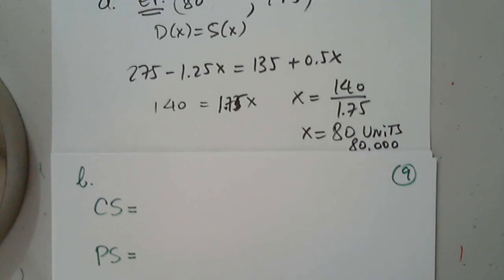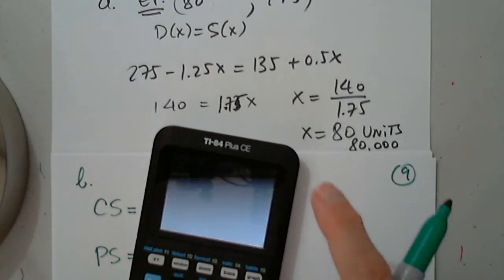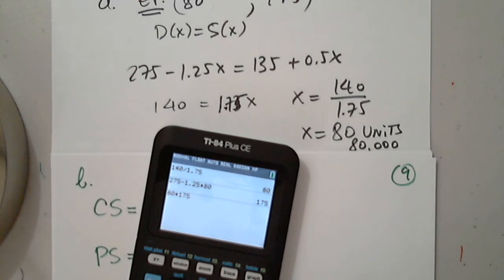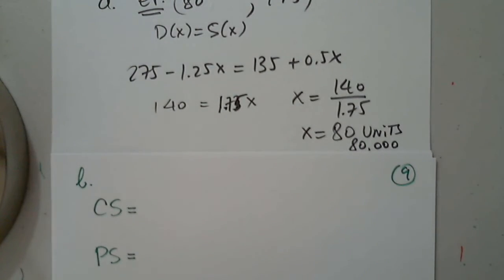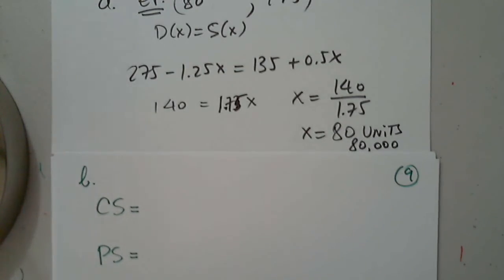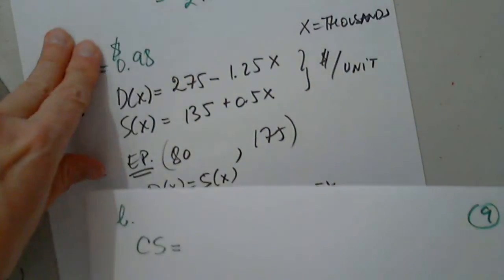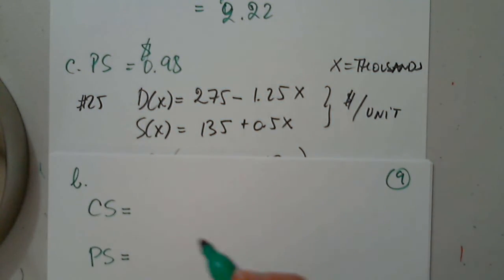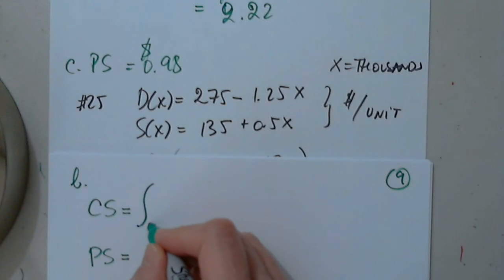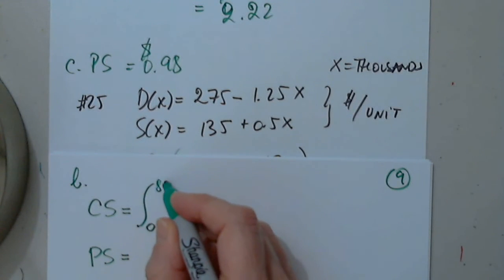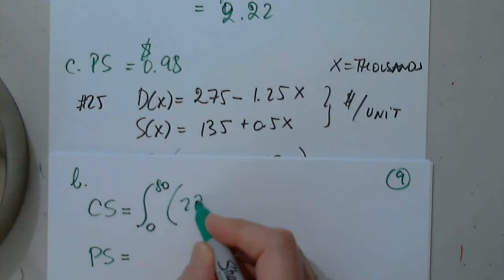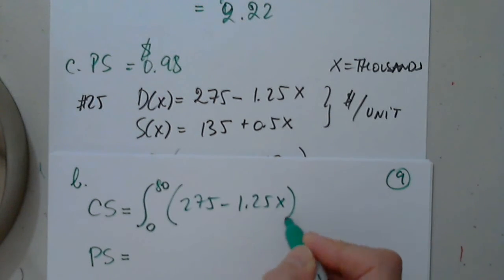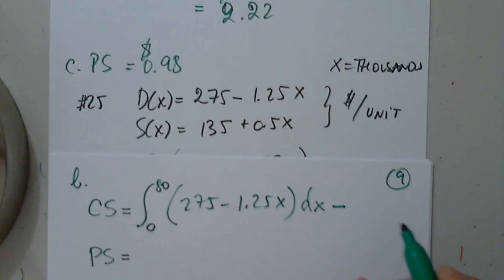I can do the consumer one. Yes, so let me just also multiply 80 by 175. 14,000. Good, to have everything ready for you. So it's 275 minus 1.25x dx. So it's the integral, oh yeah, sorry, from 0 to 80. Correct? From 275 minus 1.25x dx minus that 14,000. That's what I got.